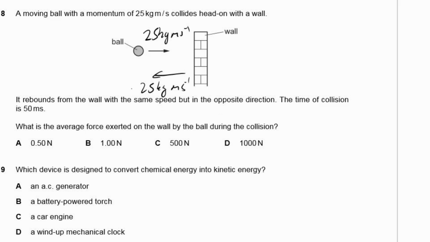So what that means, we'll take one direction as positive, one direction as negative. That would be negative. So the momentum has gone from positive to negative. Well, how does that affect things? Well, first of all, let's look at this. The force is given by the change in momentum divided by the change in time.